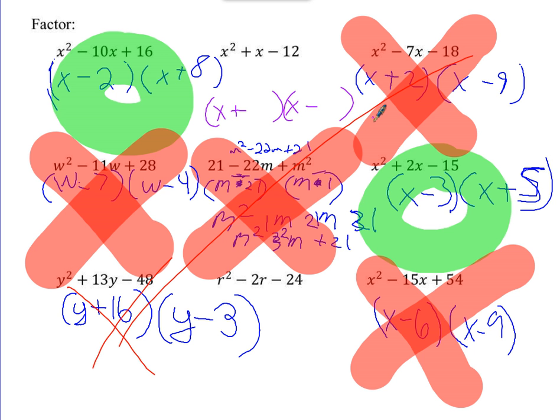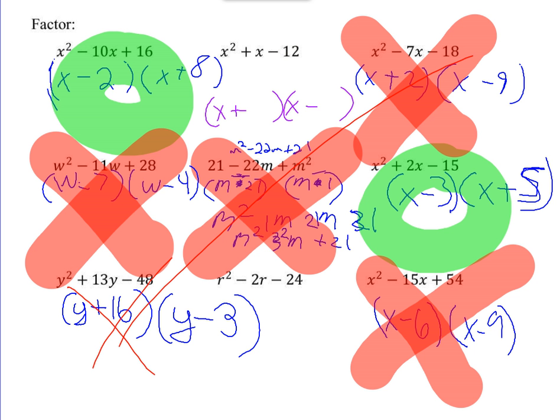And then what? The bigger number has to be the positive number. If I put a negative 1 in here and a positive 12 in here, when I multiply those numbers together, I do get negative 12. But they also have to add to give me what? 1. And if I add 12 and negative 1 together, I get what? I get 11. 7 times 6 is not 12.